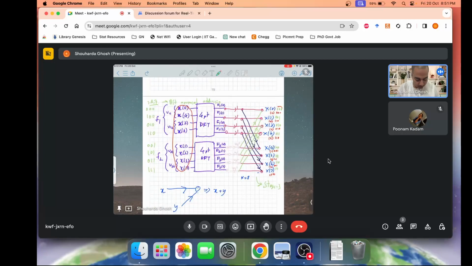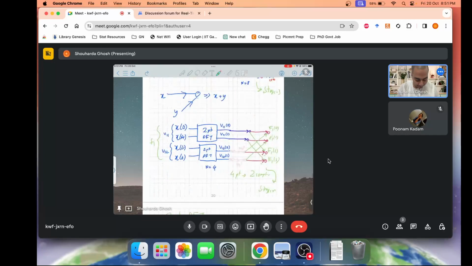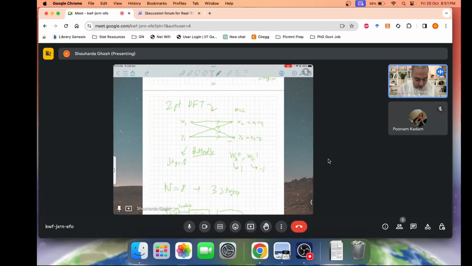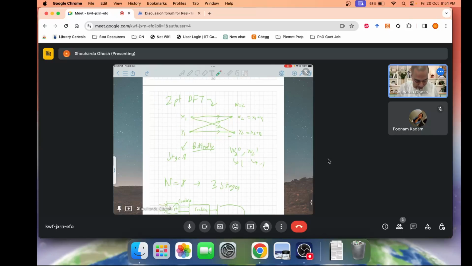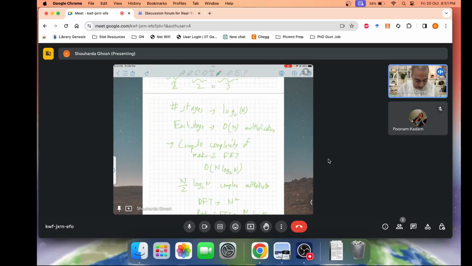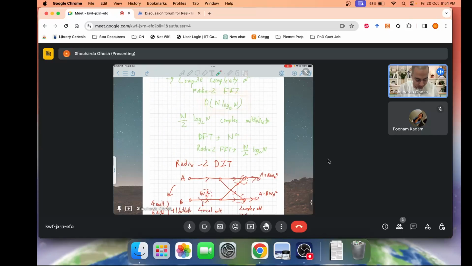So this is what I was saying. A 4-point DFT on each of these, and then you combine the results, and then this 4-point DFT is obtained by a 2-point DFT and a 2-point DFT, okay. And this is the unit butterfly structure. And then we have the computational complexity of N log N. So DFT is N squared, radix-2 FFT is N log N.